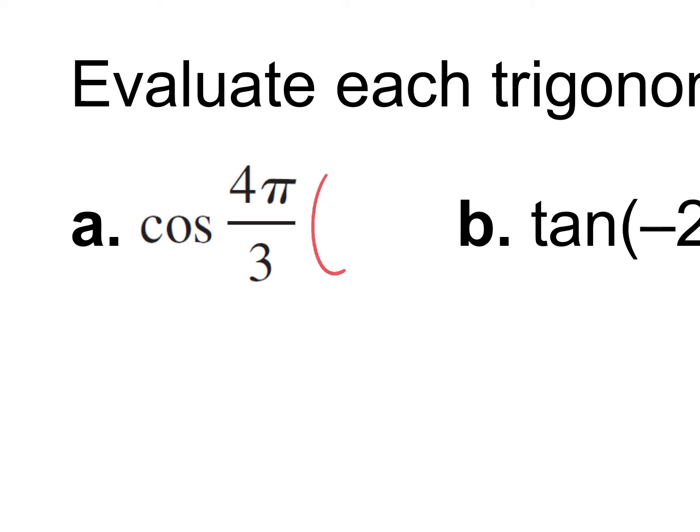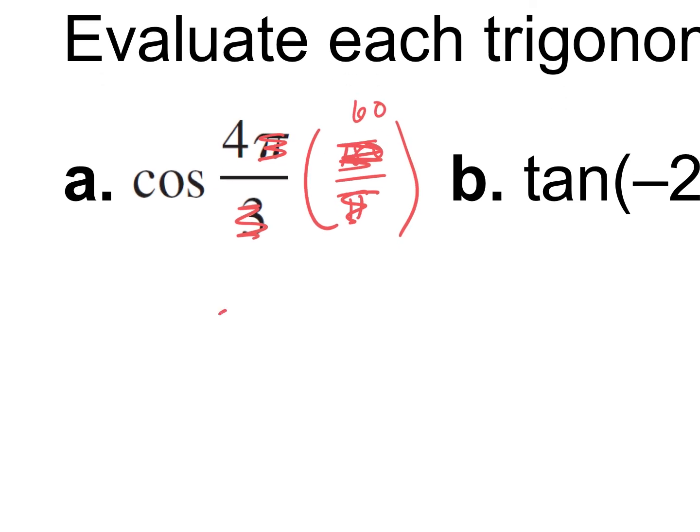Let's convert it to what? To degrees, okay? So 180 and pi. Pi's cancel out, right? 3 goes into 180 how many times? 60. And 60 times 4 is 240. Okay, 240 degrees. Now, that helps us because we can find a reference angle.